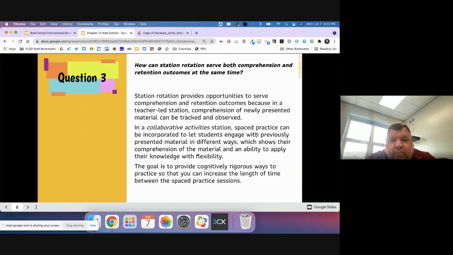they're doing. So the goal is to provide cognitively rigorous ways to practice so that you can increase the length of time. So the more deeply they're working with it, you can space out those practice sessions, which then allows you to review and space out more concepts because you have the time in between reviewing one concept and another.